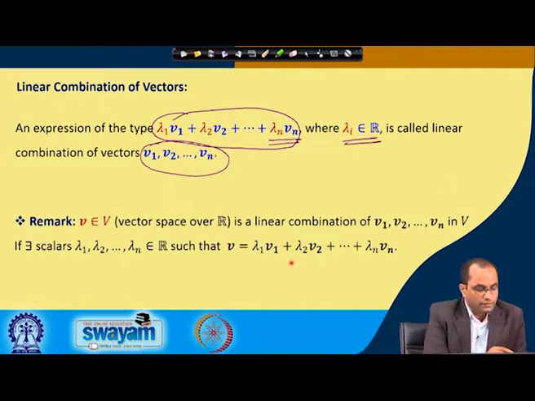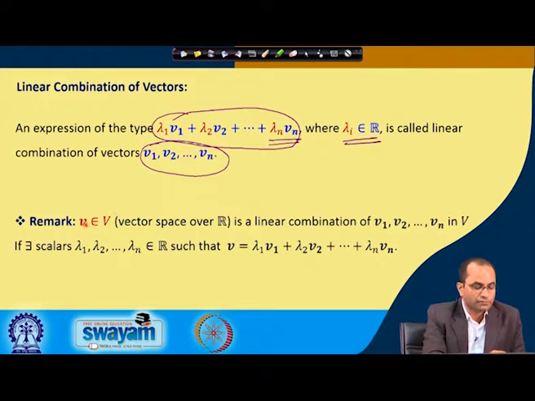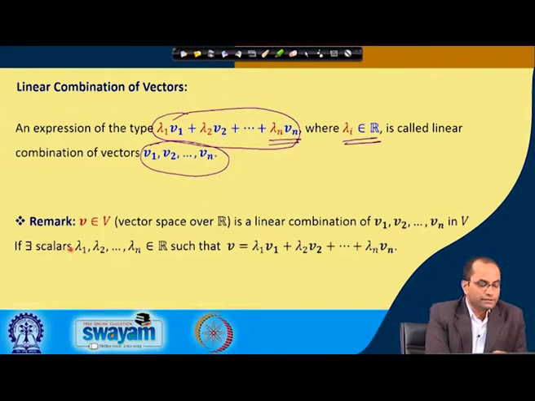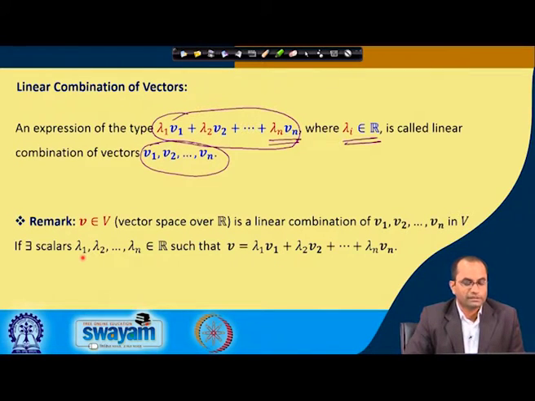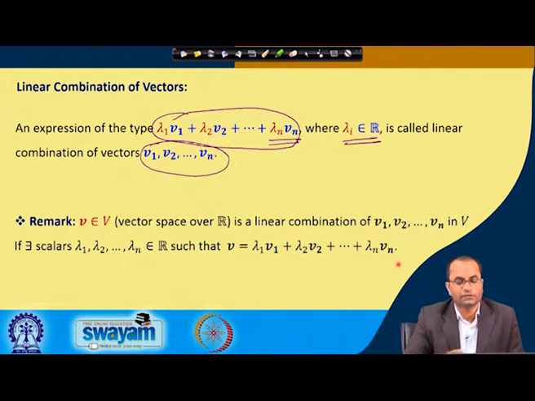And just a short remark here. V belongs to a vector space over R, which is, V is a vector space and small v is an element of this vector space V. This is a linear combination of v 1, v 2, v 3, v n in V. So, these all are vectors in V, and we say that this v is a linear combination of v 1, v 2, v 3, v n if there exist scalars lambda 1, lambda 2, lambda 3, lambda n, and they belong to R because these are the scalars, such that we can write down the given v as a linear combination of the others.